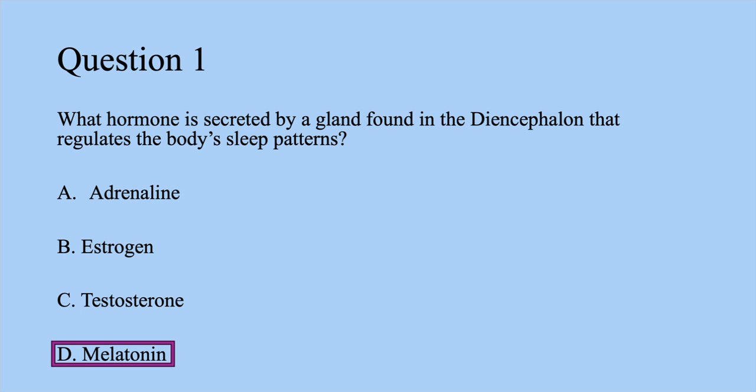So, estrogen and testosterone are hormones that are part of the reproductive system, which is not at all the nervous system. So, those choices are out. And then we have adrenaline, which is part of the body's fight or flight response, which again is not. But I will say adrenaline is part of the nervous system. It can be studied in the nervous system, but it does not technically regulate the body's sleep patterns as much as melatonin does.